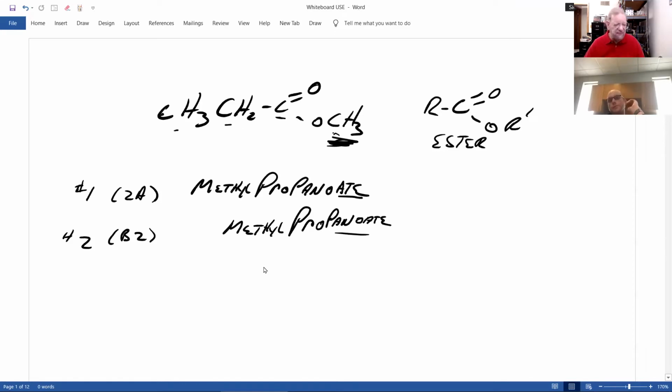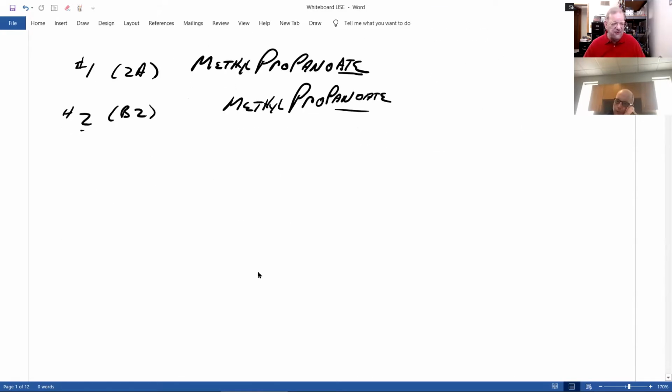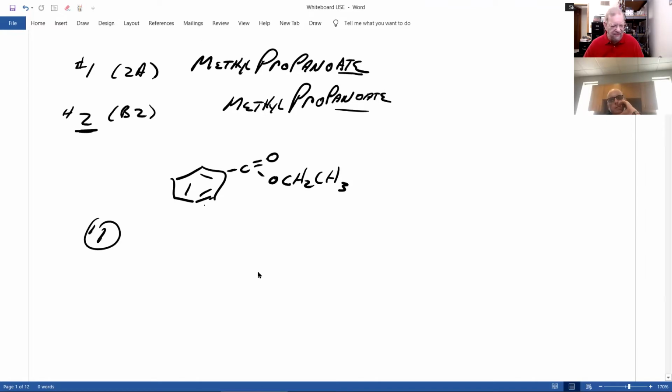Now, where this breaks down is for the following molecule, where you can't use the student's B2. And that is for this molecule. And now what's the longest chain? Oops, you got a benzene ring in there. How do you do this? You can only use method one.